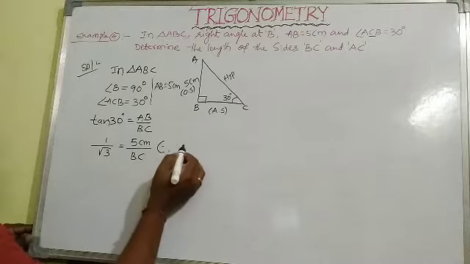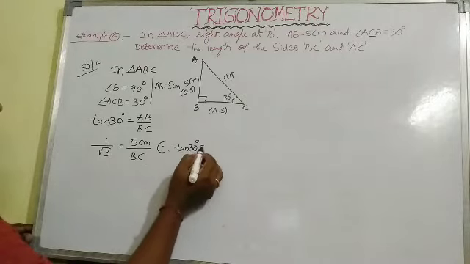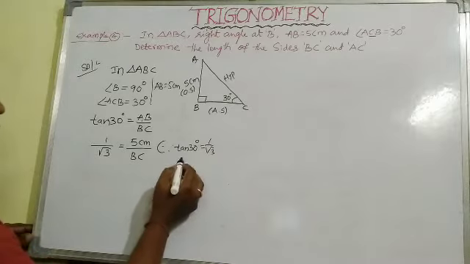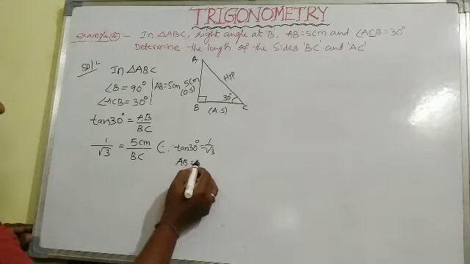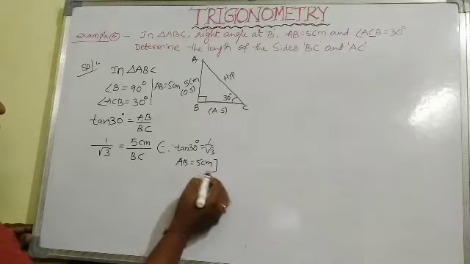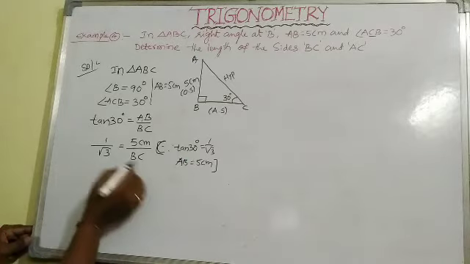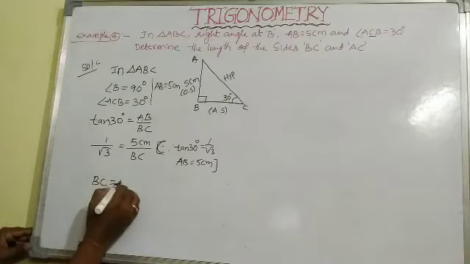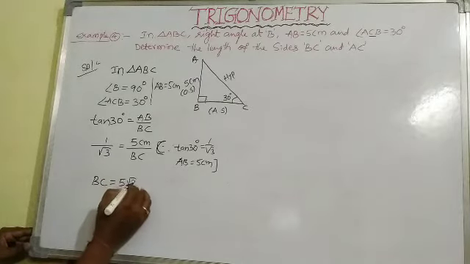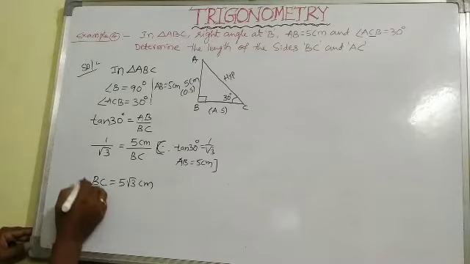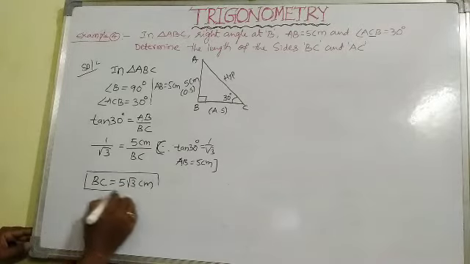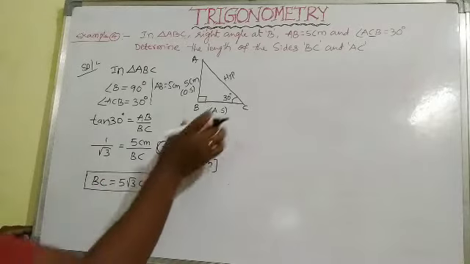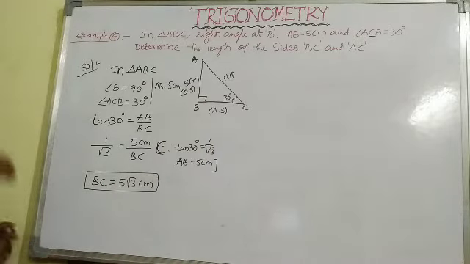Since tan 30 degrees value is 1 by root 3 and AB is given as 5 centimeters, now cross multiply. BC into 1, BC equals 5 centimeters into root 3, that is 5 root 3 centimeters. Therefore, the length of BC, the adjacent side, is 5 root 3 centimeters.